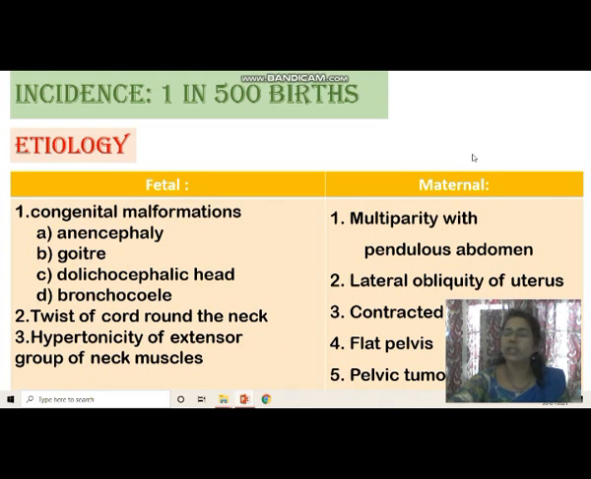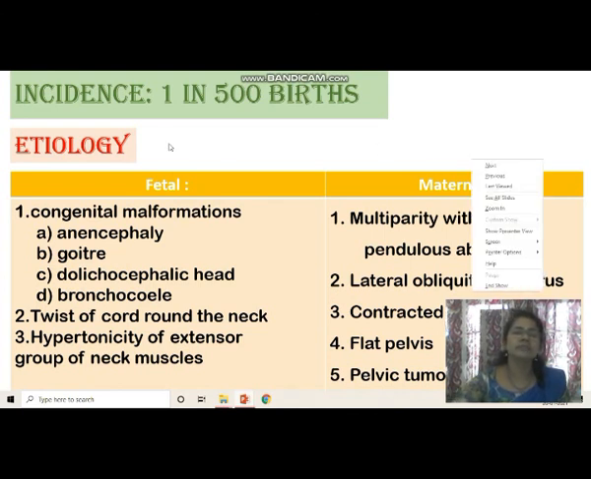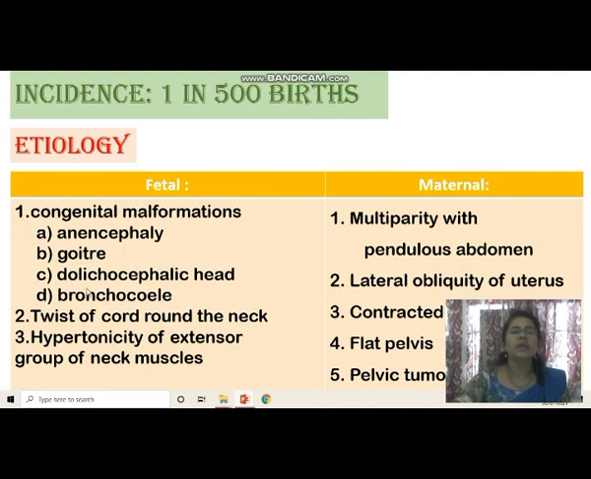Next we can see the etiology. First, fetal causes: congenital malformations, that is anencephaly, goiter, dolichocephalic head, and brachycephaly. Yesterday we already explained about brachycephaly. Also twist of the cord around the neck, and hypertonicity of the extensor group of neck muscles. These are the fetal causes that may lead to the mentum presentation.